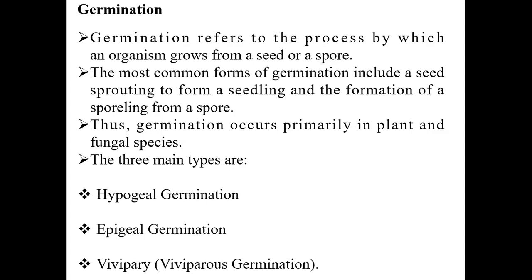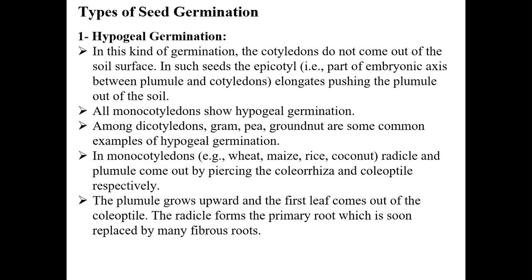In case of plants, germination is basically referred to as rupturing of the testa and emergence of the plumule. Testa is basically the seed coat. When this seed coat ruptures and the plumule arises from it, this process is known as germination. There are three main types of germination in plants: hypogeal germination, epigeal germination, and viviparous germination.